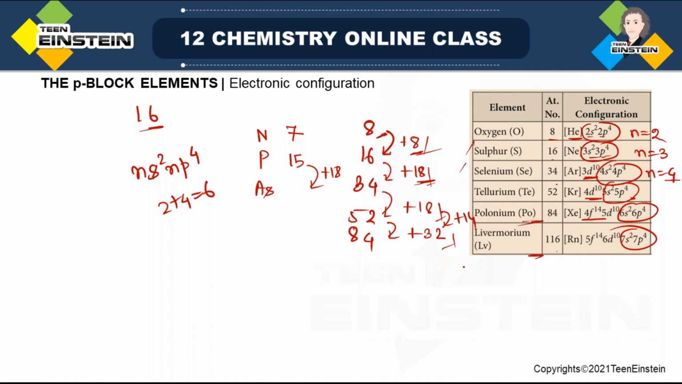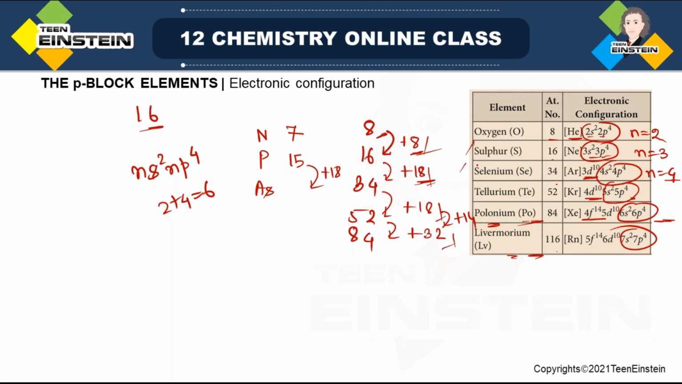Okay. If it is asked in which case there is presence of both f and d electrons, the answer is polonium and livermorium. This we actually do not consider, though it is mentioned here, because this is synthetic and mostly the discussion will be restricted up to this point. So f electrons are present in the last elements, and d electrons are present in case of selenium and tellurium. But for oxygen and sulfur, there is no d electron.